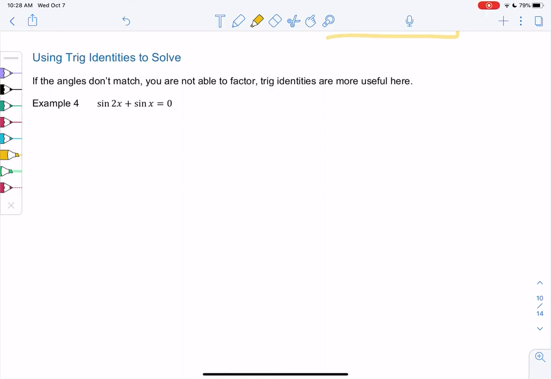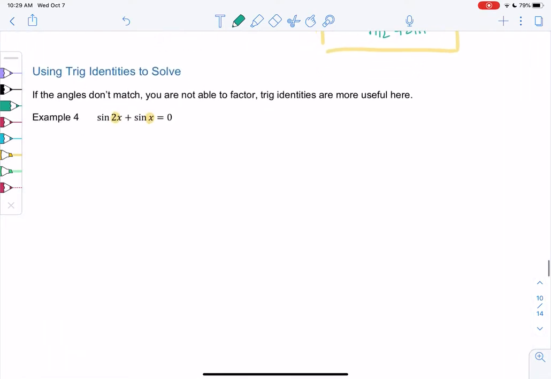Right, let's look at some more techniques for solving equations. Sometimes when factoring doesn't work, trig identities could be useful. Because the angles don't match, I can't really factor or combine these. So this is not like 2 sine x or 3 sine x. You can't factor out a sine x. These are just two totally different functions, having the 2x and the x.